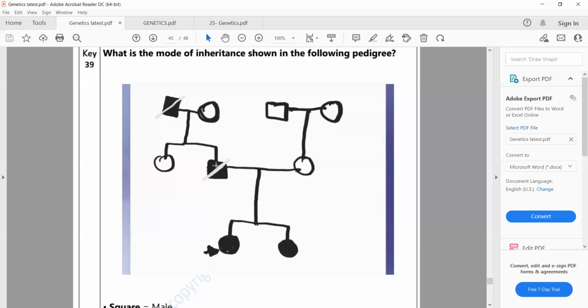I hope this example is clear to everyone, because a question can be asked in PLAB 1 like this as well, where they will show you the pedigree and ask you about the mode of inheritance. Are there any questions?